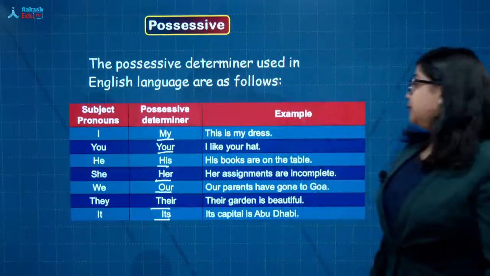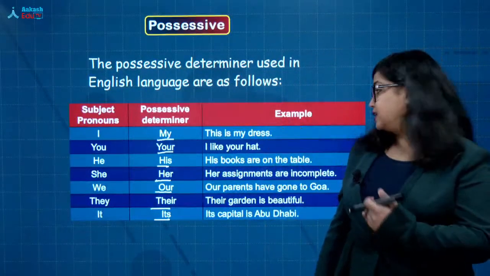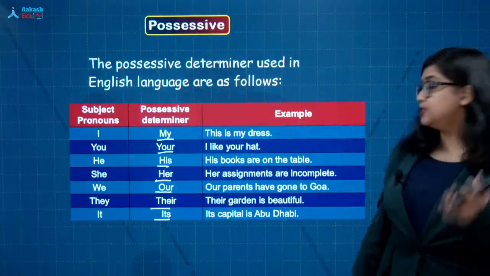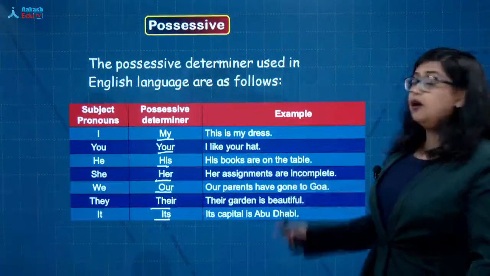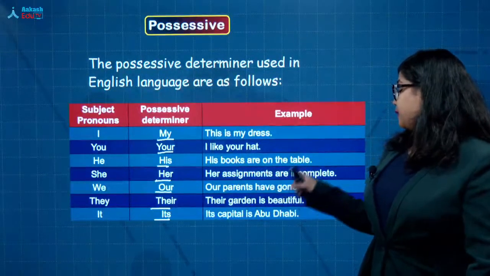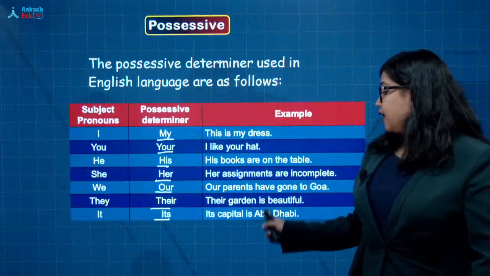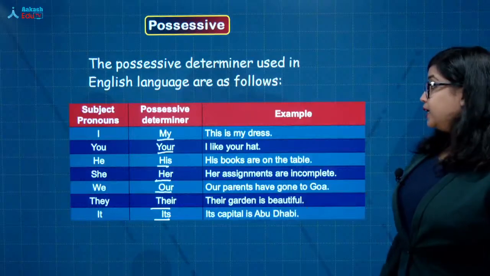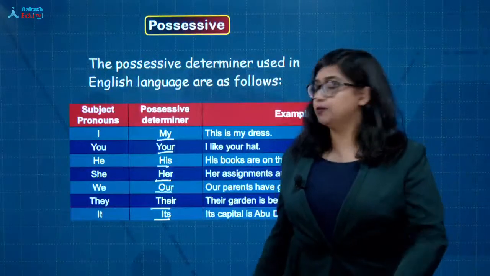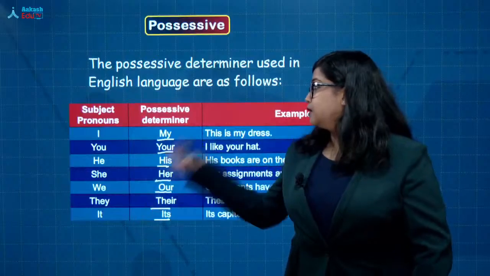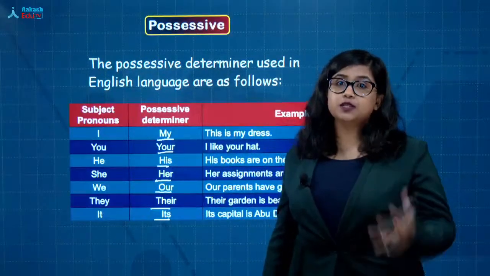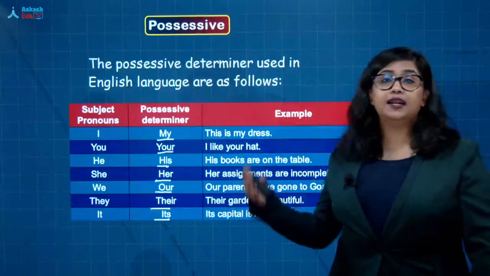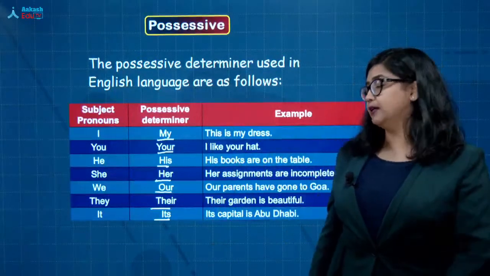For example, this is my dress. I like your hat. His books are on the table. Her assignments are incomplete. Our parents have gone to Goa. Their garden is beautiful. Its capital is Abu Dhabi. So first person, second person and third person pronouns, here you can see how the subject pronouns change to your possessive determiner. So my, your, his, her, our, their and its. These are your possessive determiners.